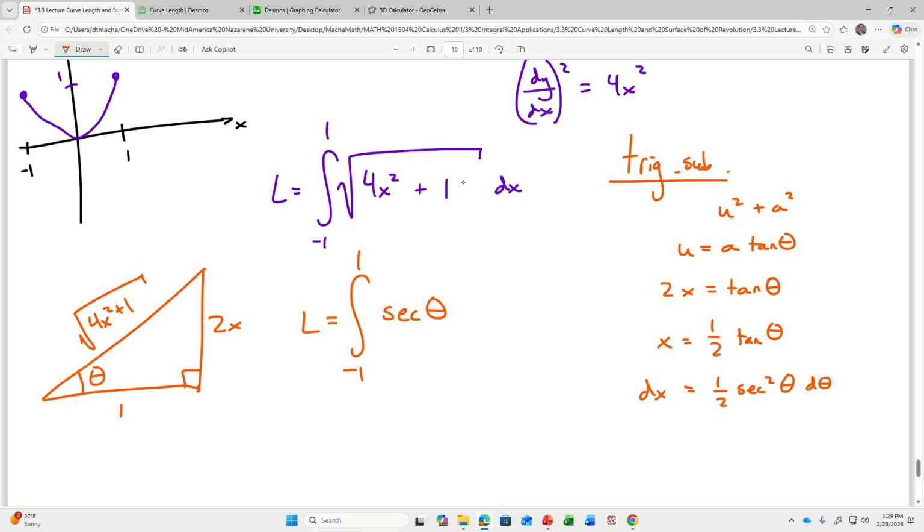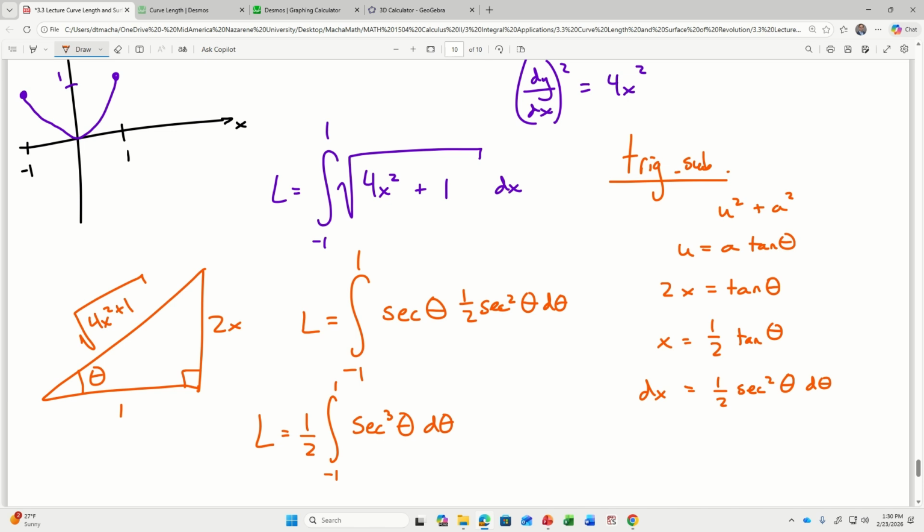So that means my length is going to be something like this. My length is going to be 1/2 times the integral from -1 to 1 of secant cubed theta d theta. Piece of cake, right? So you remember the integral of secant cube? Maybe you remember it, maybe you don't.